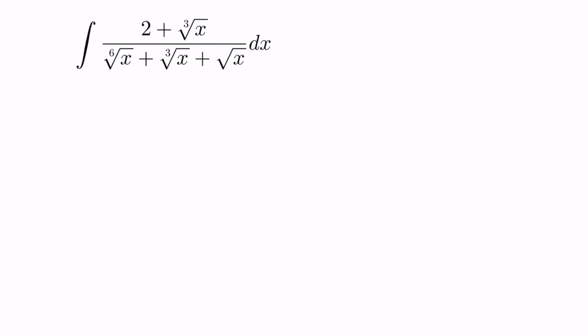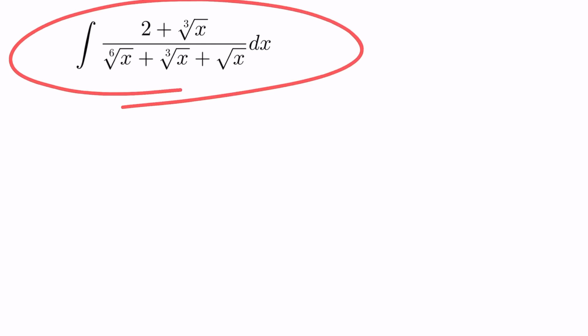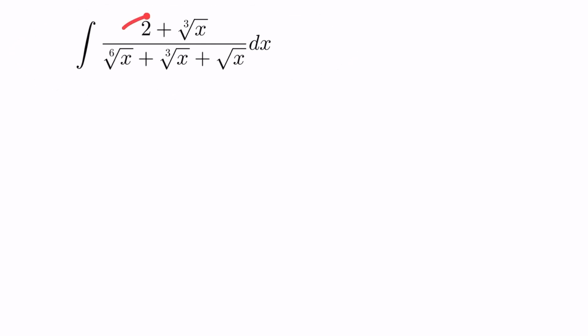All right, in this example here, we're going to take the integral of the following expression: 2 plus the third root of x, over the sixth root of x plus the third root of x plus the square root of x, all with respect to dx. So right away, we're going to want to do a substitution on this. I'm going to let t equal the sixth root of x. In other words, t is x to the power of 1/6.